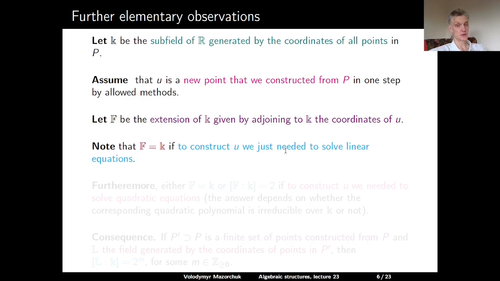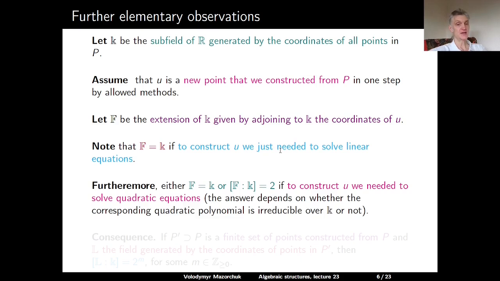Then F is equal to k actually if to construct u we just needed to solve linear equations, because fields are closed under solutions of linear equations. Furthermore, either F is equal to k, or the dimension of F over k is 2, if to construct u we needed to solve quadratic equations. Which case we have depends on the quadratic equations, so sometimes solutions of quadratic equations belong to the original field, sometimes they belong to the field extension of degree 2.